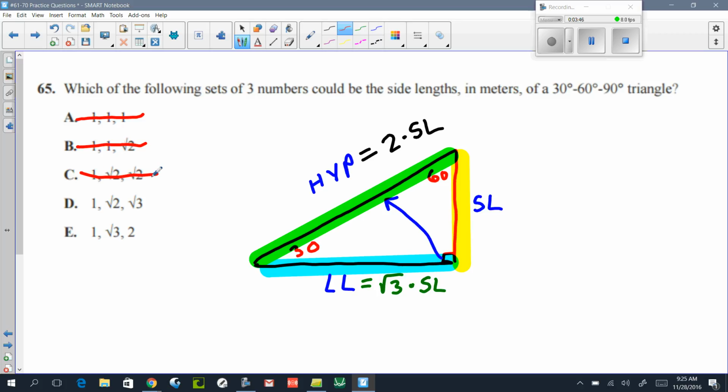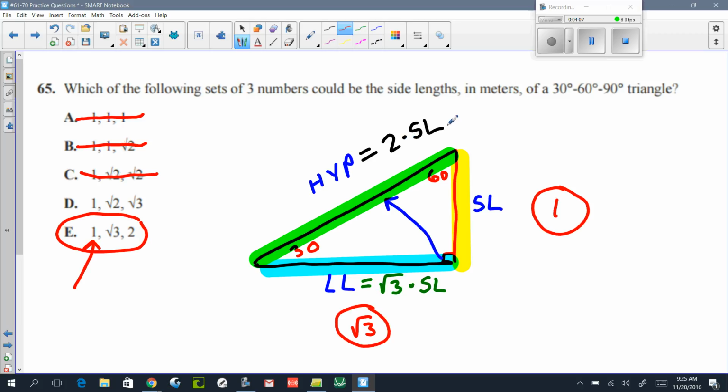So just looking at these 2 options, if you remember these formulas, 2 times the shorter leg, square root of 3 times the shorter leg, E is going to be our answer. If the shorter leg in this triangle was 1, as we see right here, then the longer leg would be the square root of 3 times 1, which is the square root of 3. And the hypotenuse would be 2 times 1, or 2 times the shorter leg, which is 2. So those 3 measurements, answer E, could possibly make up a 30, 60, 90 triangle.